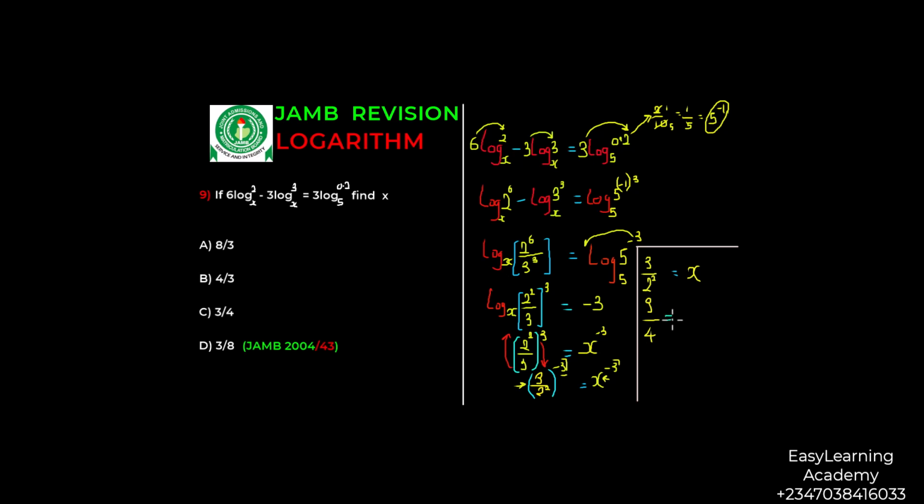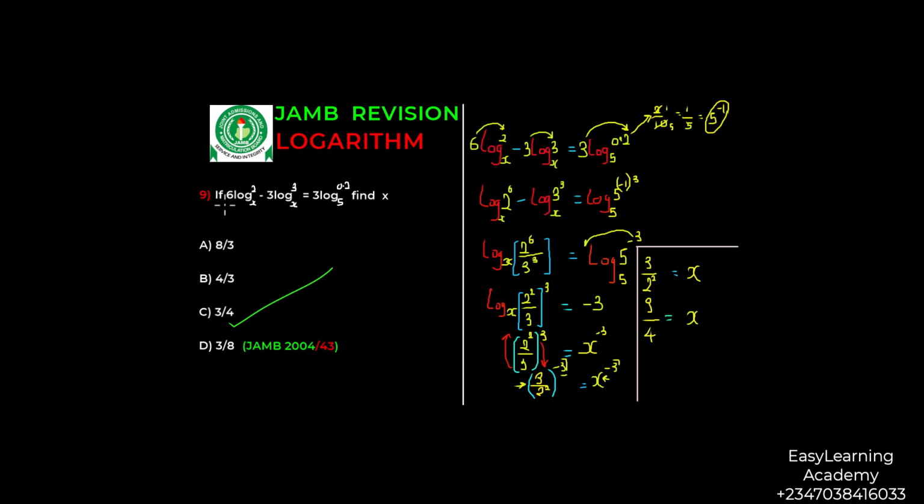And of course that 3 over 4 equal to x is the same thing as saying x is equal to 3 over 4, right? Yeah, so that's it. Let's check our option and see if we have 3 over 4 as our x. So option C, and that's the correct option. All right, so that was simple.